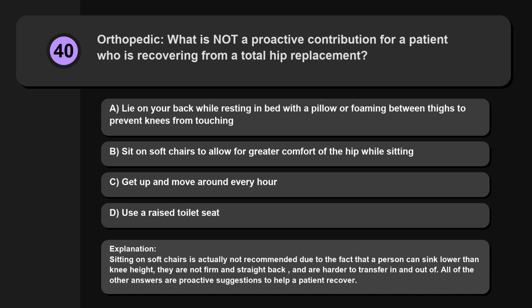Sitting on soft chairs is actually not recommended due to the fact that a person can sink lower than knee height, they are not firm and straight back, and are harder to transfer in and out of. All of the other answers are proactive suggestions to help a patient recover.